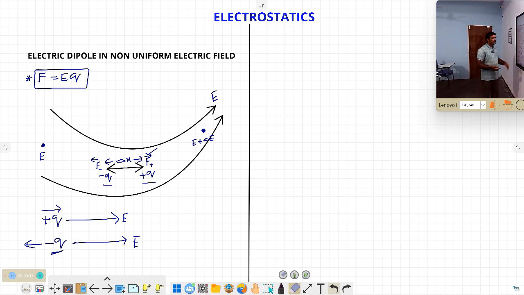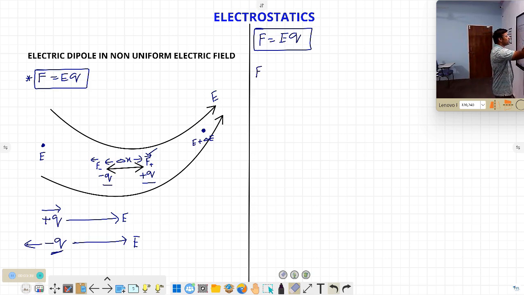Next, we are calculating the force acting on this in terms of the parameter delta x. In terms of parameters, you know that force equals E into Q. Yes or no? What is E here? Electric field, right? So whenever you come across the electric field, what way is the electric field acting here? There are two forces here, so you have to take the net force. The net force is equal to the force due to the positive charge minus the force due to the negative charge, because both are opposite in direction.